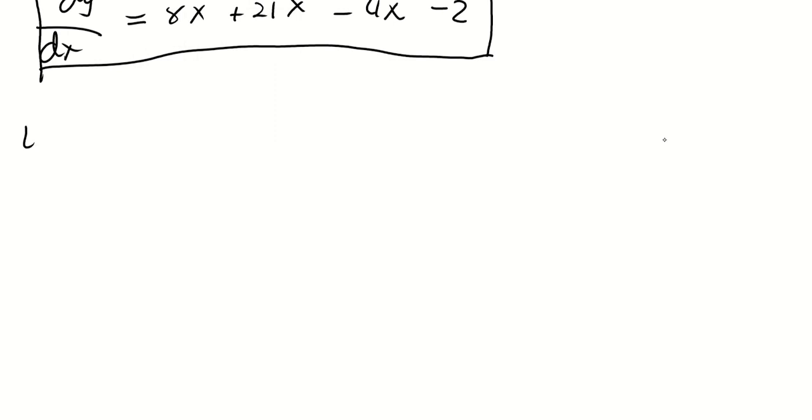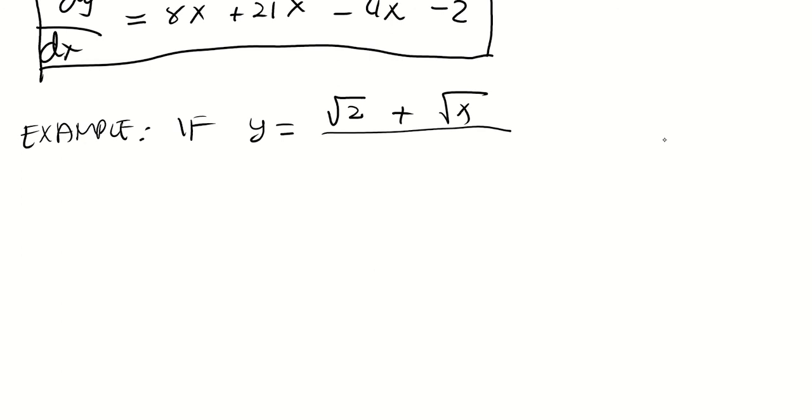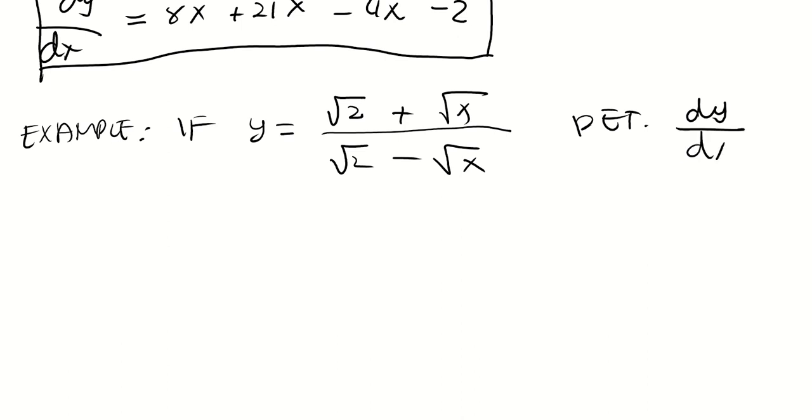Let's take another example. If y is equal to the square root of 2 plus the square root of x, all over the square root of 2 minus the square root of x, determine dy/dx. So there's a square root here.